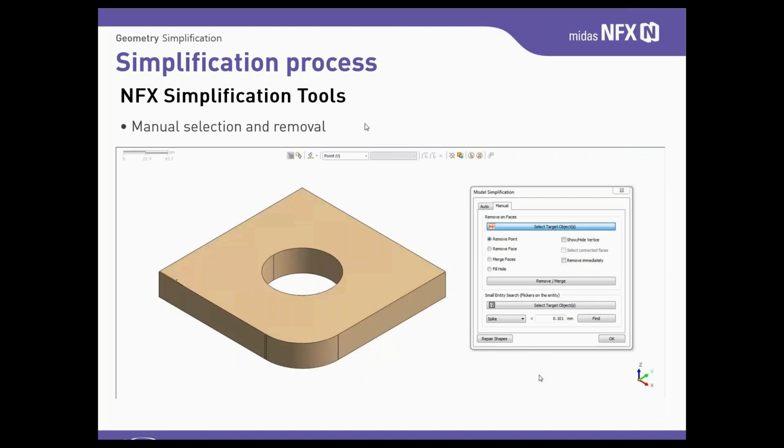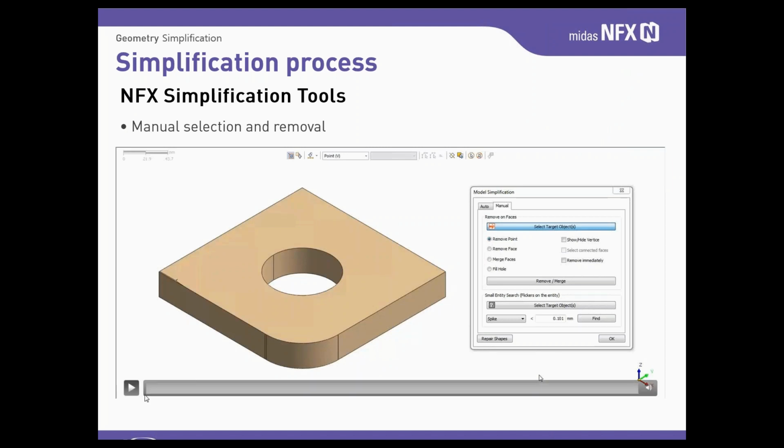So let's move on with manual selection and removal. So this is the option that you can click just next to the auto option. So I'm starting from the option which is called show hide vertices. Basically, we are using this option to see if some edges are broken. And just using remove point, I will merge two edges. So as you see, points disappeared now, and the geometry looks better.